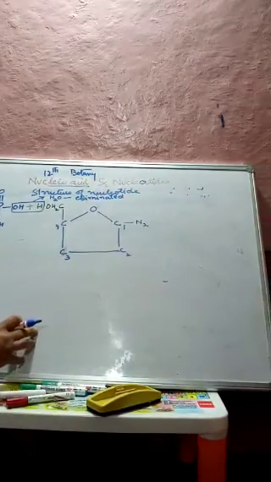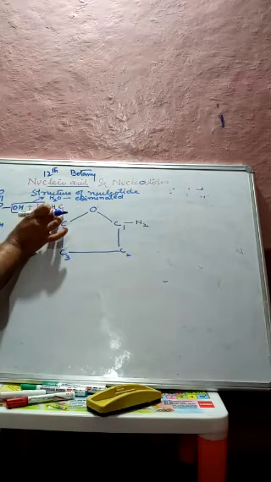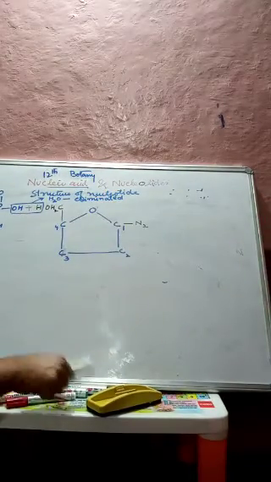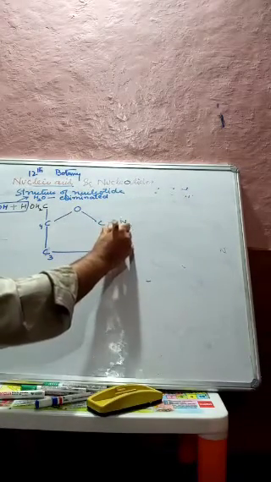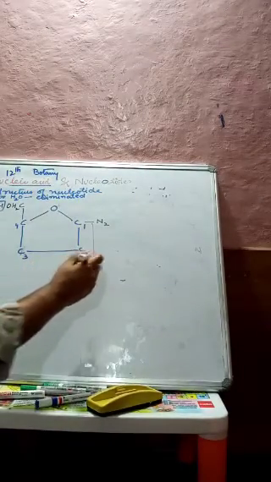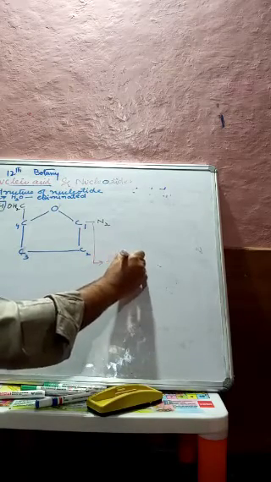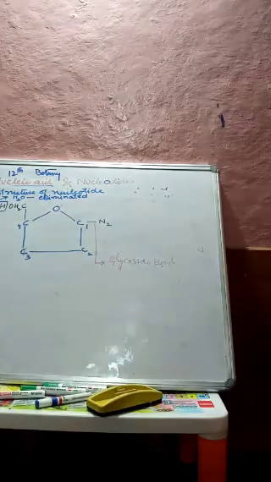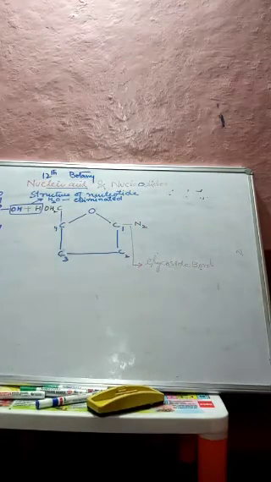Now, the bond. There are two bonds: this fifth carbon and this phosphoric acid, and this first carbon and this nitrogen base. This bond which is found here is called the glycoside bond. That is the bond between the first carbon and this nitrogen base.